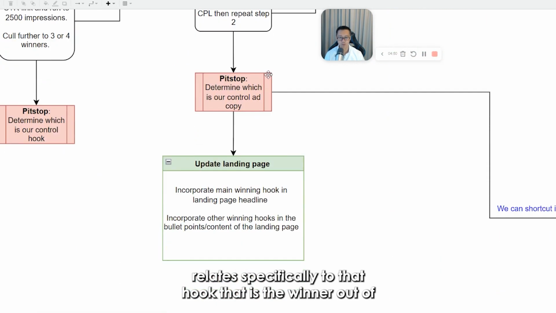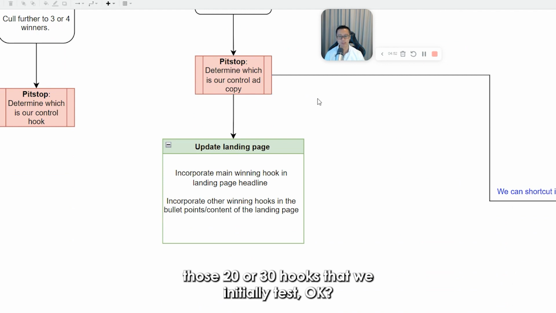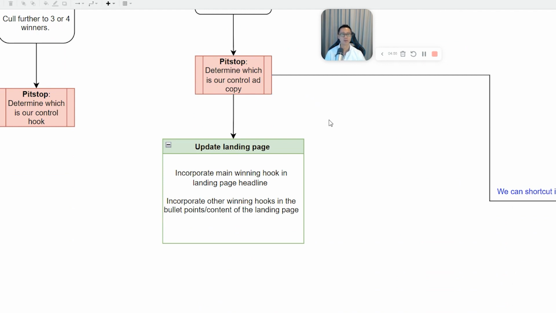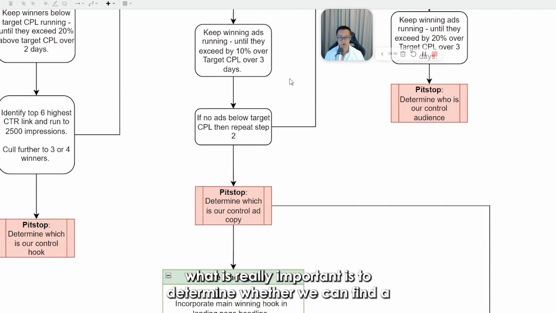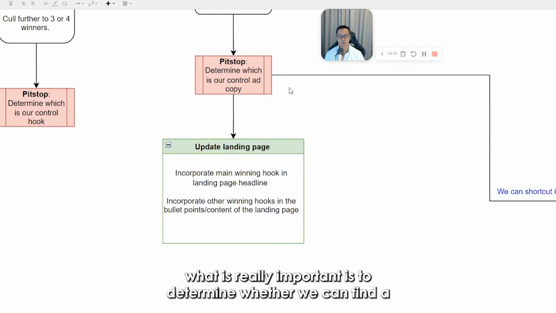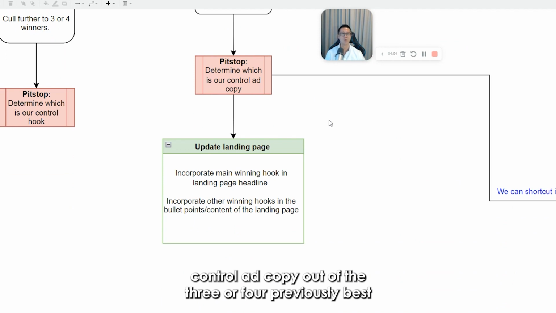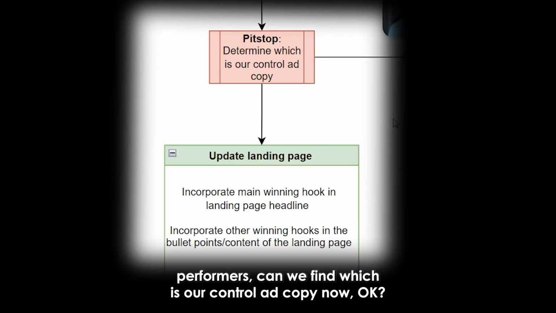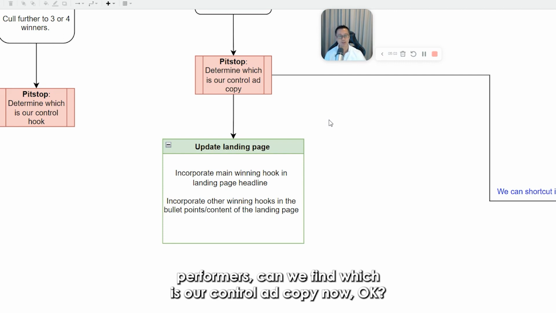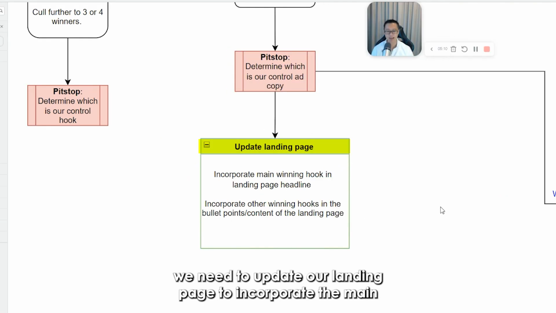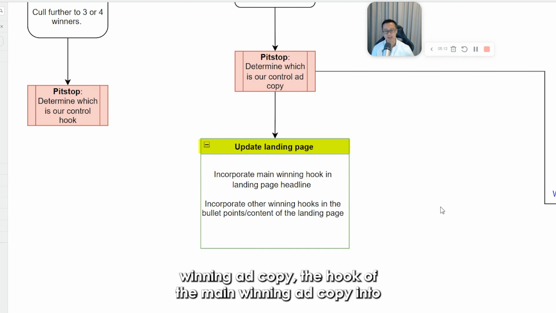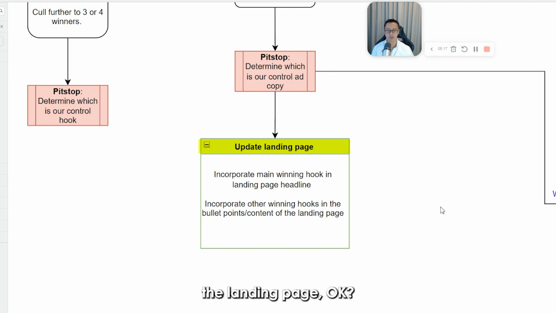I won't bore you with details, but at this stage, what is really important is to determine whether we can find the best performer. Can we find which is our control ad copy? And once we find our control ad copy, this is where we need to update our landing page to incorporate the hook of the main winning ad copy into the landing page.